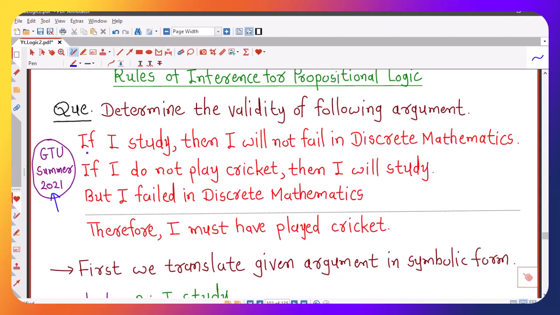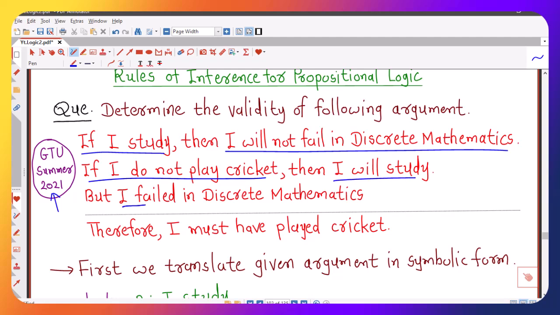The argument is, if I study then I will not fail in discrete mathematics. If I do not play cricket, then I will study. But I failed in discrete mathematics. Therefore, I must have played cricket.